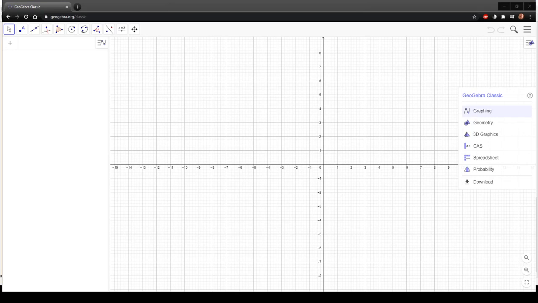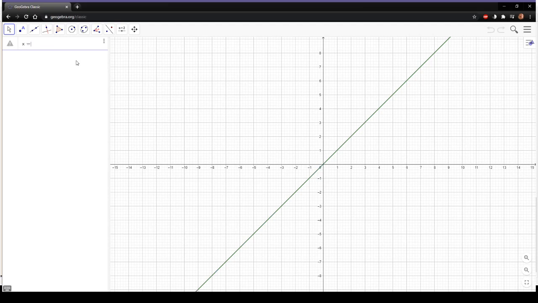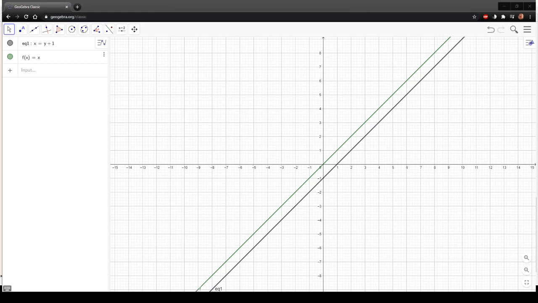So x equals y plus 1. In GeoGebra, you can literally just type in x equals y plus 1, and it'll know what you're talking about. And then what was the other one? The other one was y squared minus 6 over 2.